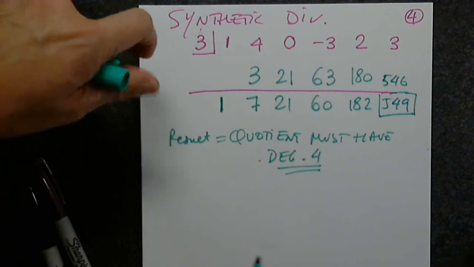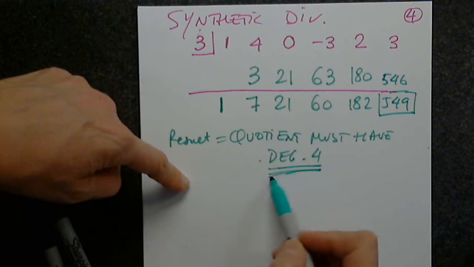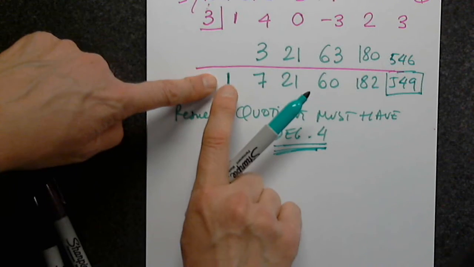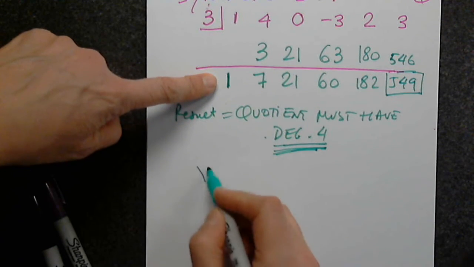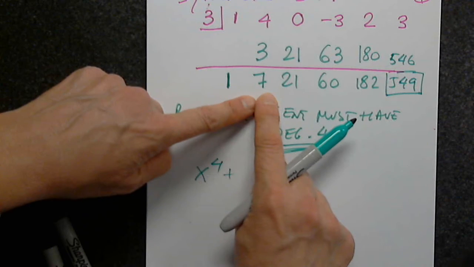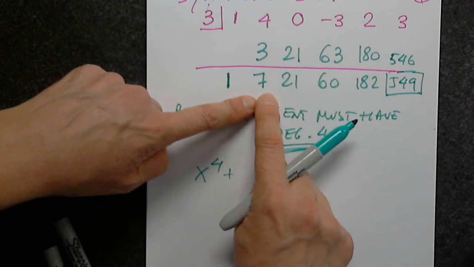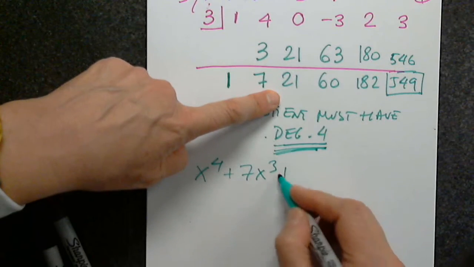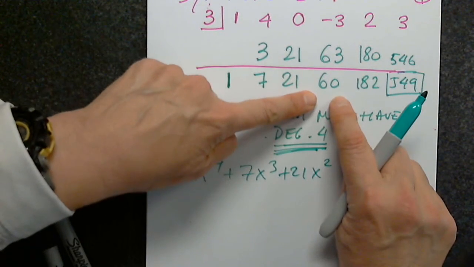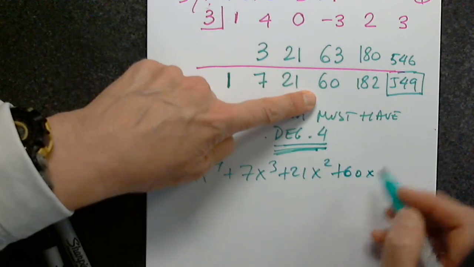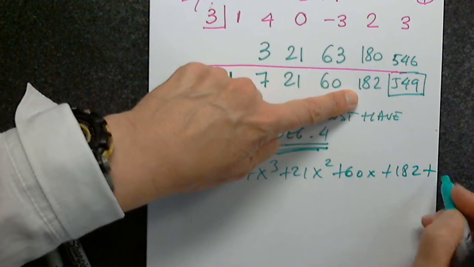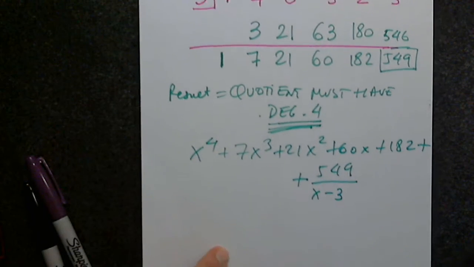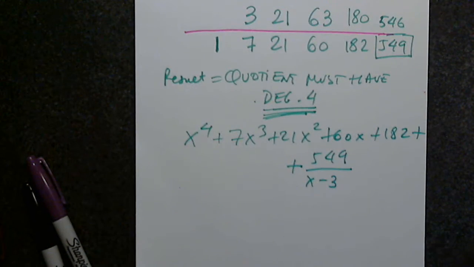Can anyone give us the answer? Remember, we wrote it has to be degree 4. The coefficient is 1 for which degree? x to the 4th plus 7x to the 3rd plus 549 over x minus 3. And this is the synthetic division.